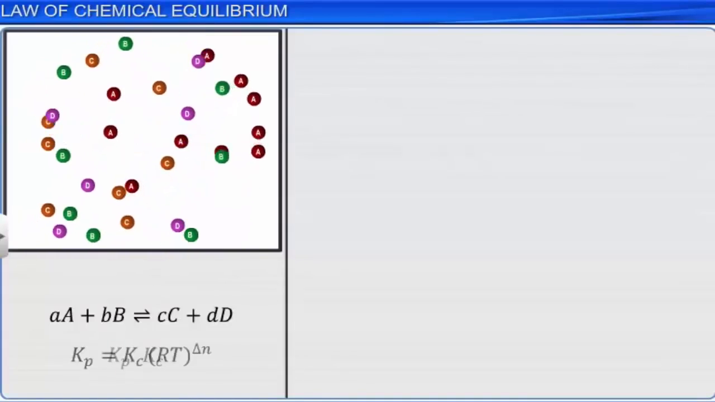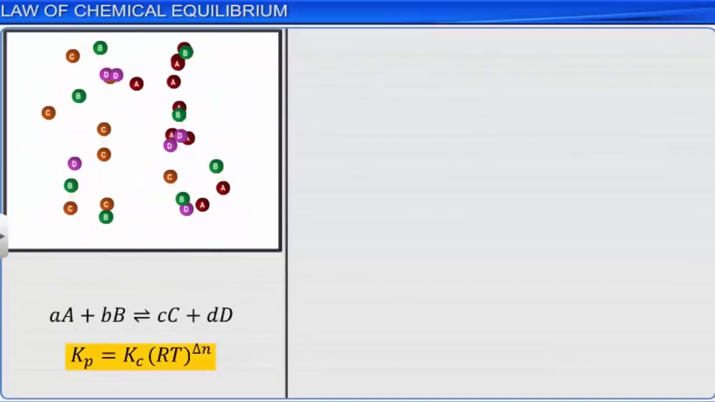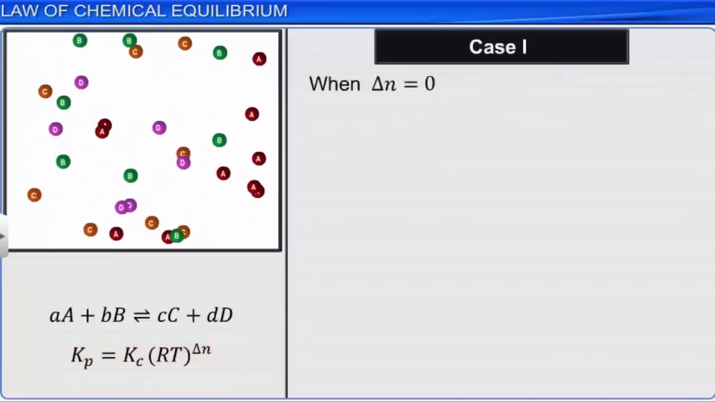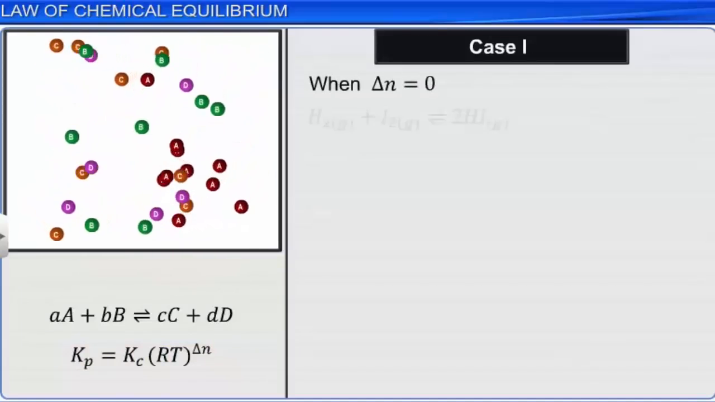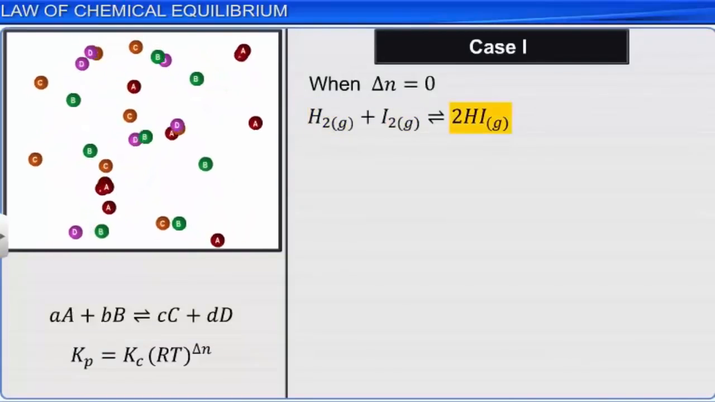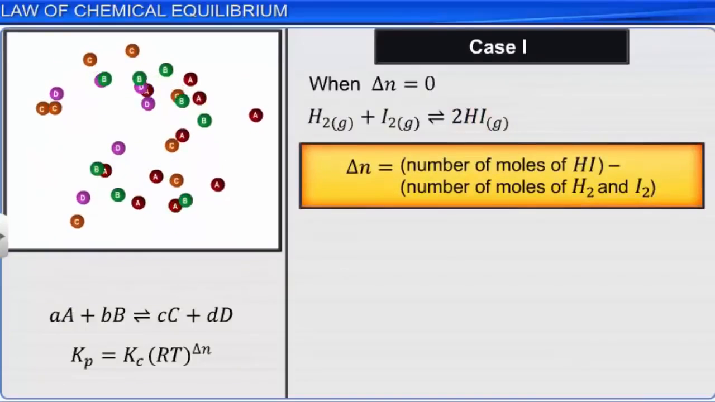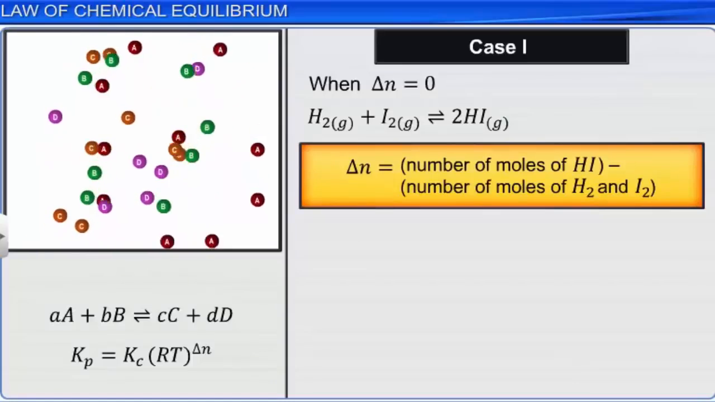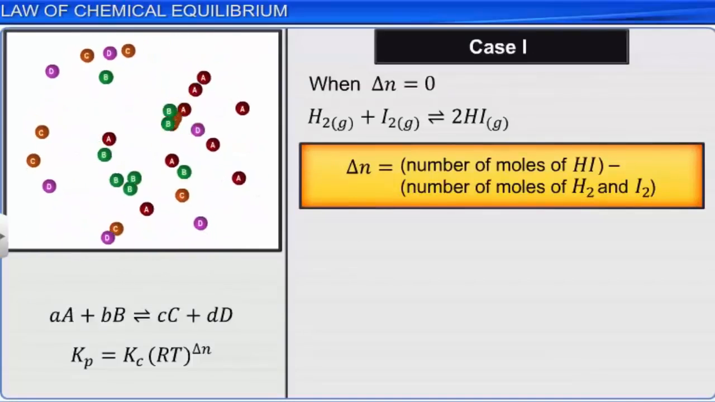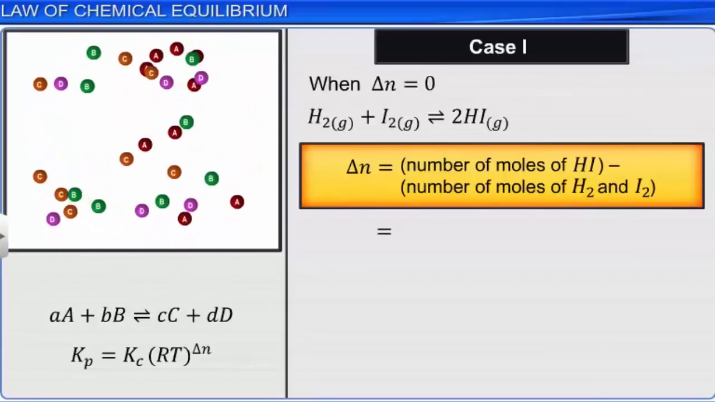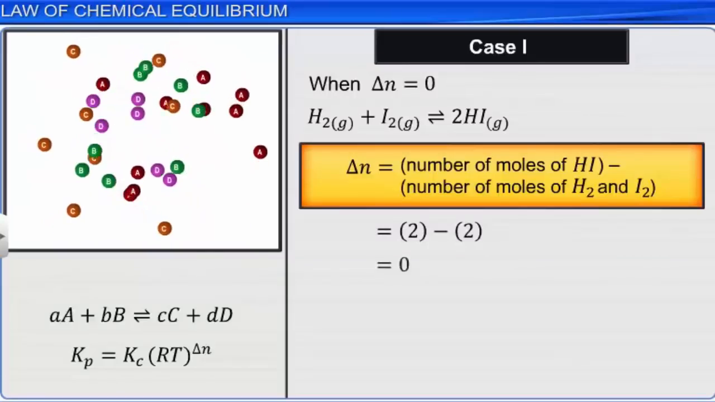Let us see how the relationship between Kp and Kc varies with the difference in the number of moles of products and reactants. Case 1. When delta n is equal to 0. Consider the reversible reaction of hydrogen and iodine that gives hydrogen iodide. For this reaction, the difference in the number of moles, delta n, is equal to number of moles of hydrogen iodide minus number of moles of hydrogen and iodine, which is equal to 2 minus 2 is equal to 0.